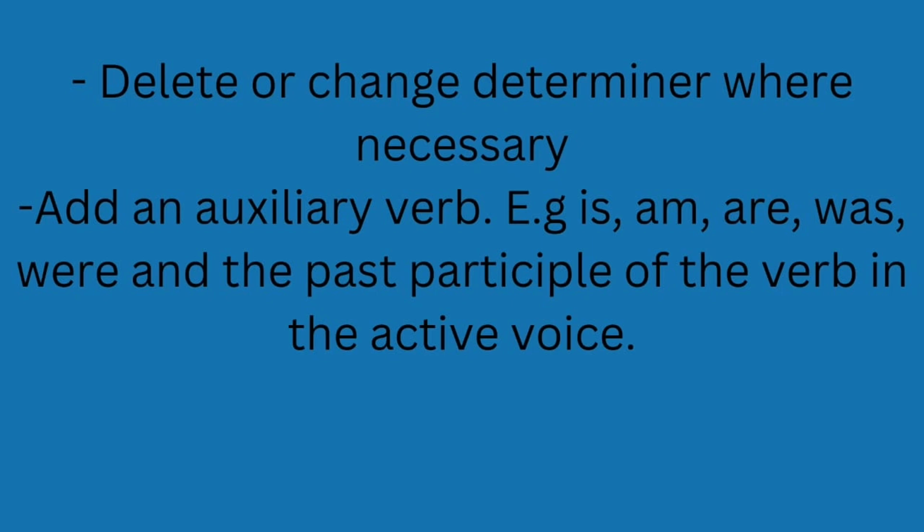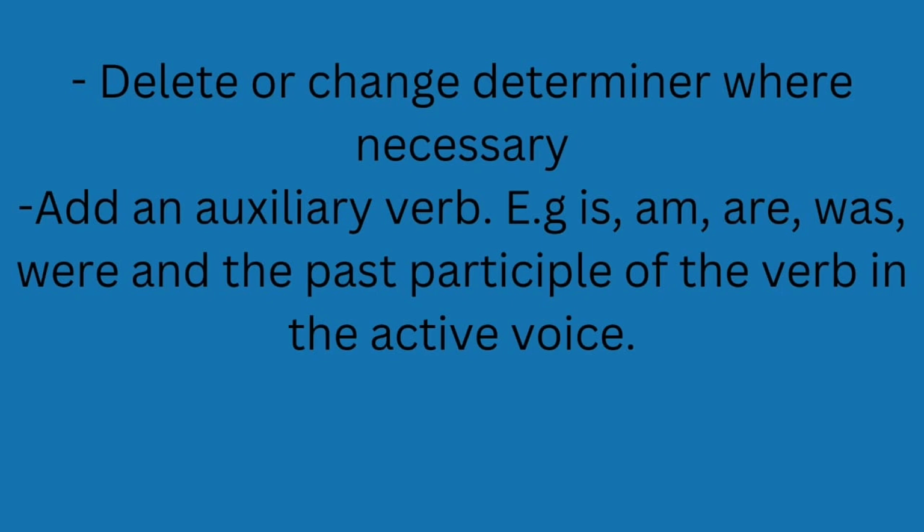You might need to omit the determiner if it is not needed. Then another thing you have to put in mind is that you should add an auxiliary verb, like I said earlier. Add an auxiliary verb. Auxiliary verbs include is, am, was, were. So you add an auxiliary verb together with the past participle of the verb in the active voice.